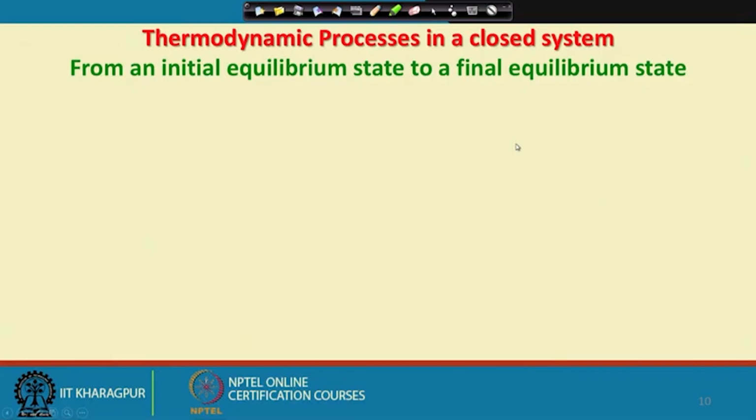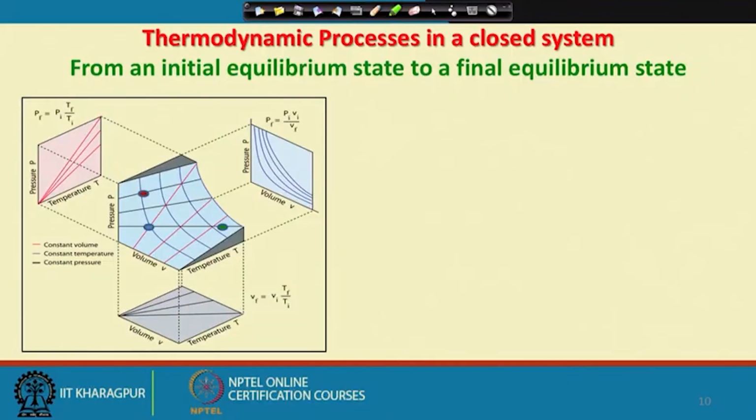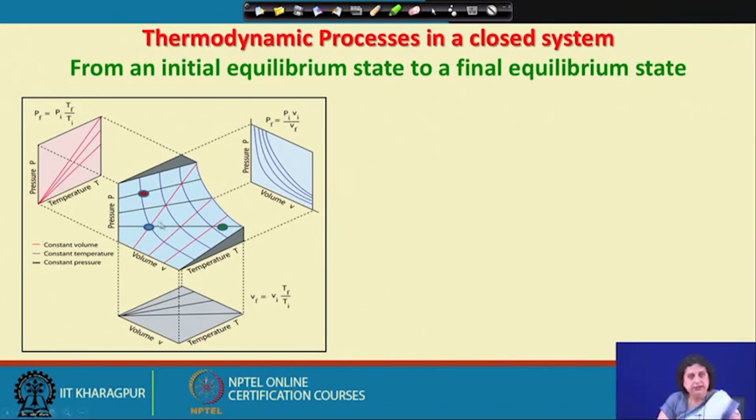Now, when we talk about thermodynamics, of course, I have already mentioned to you that we are interested in thermodynamic processes that take the system from one equilibrium state to a final equilibrium state. I would like to mention here all the points that you see in this surface that represents the equation of state for an ideal gas. These are equilibrium states because these points have been generated from the ideal gas equation. So, this point or this point, they represent equilibrium states of the ideal gas.